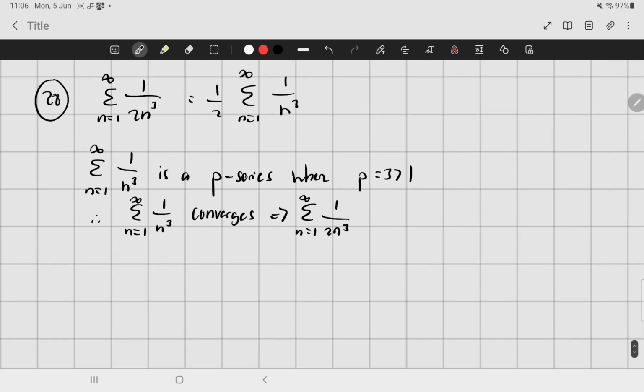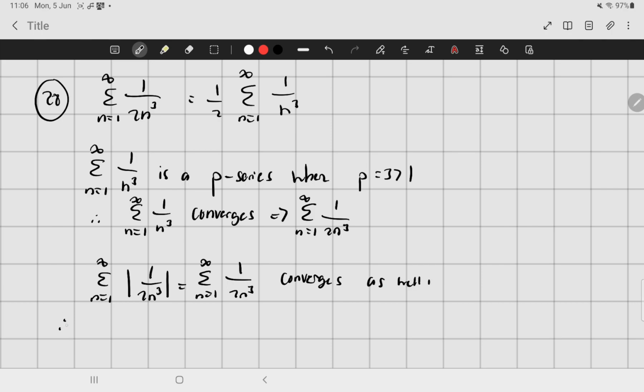Now, whether or not it converges absolutely, well, obviously you put the absolute value sign and it still converges no matter what. So let's just show that this converges as well. Therefore, it converges absolutely. Very nice.